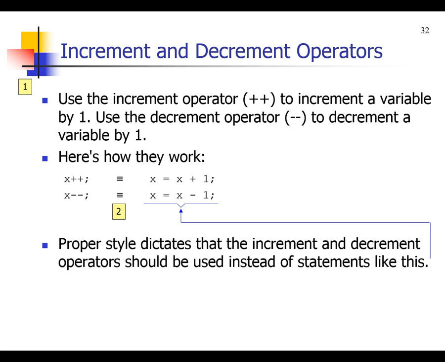Okay? Let's talk about increment and decrement. Anytime you see an x plus plus in your for loops, all it's saying is x is equal to x plus 1. That's all it's saying. Or if x minus minus, it's x is equal to x minus 1.